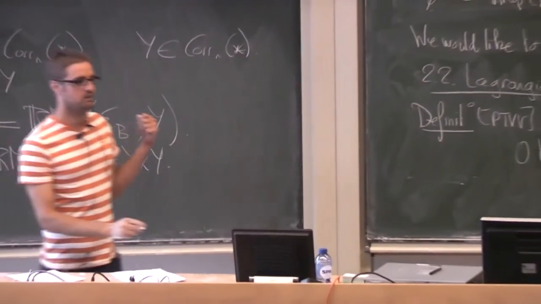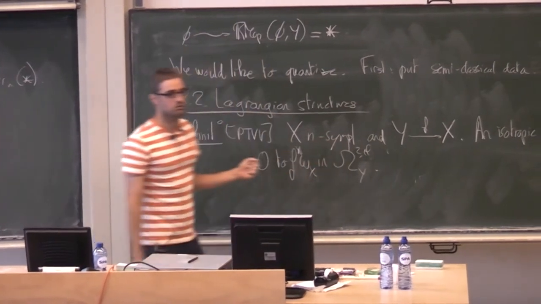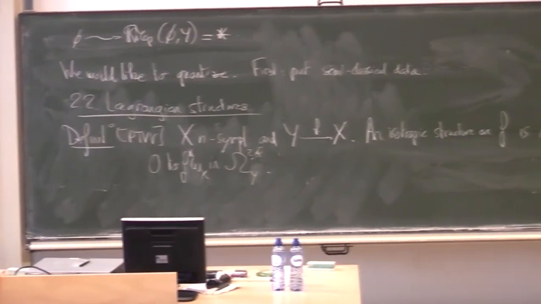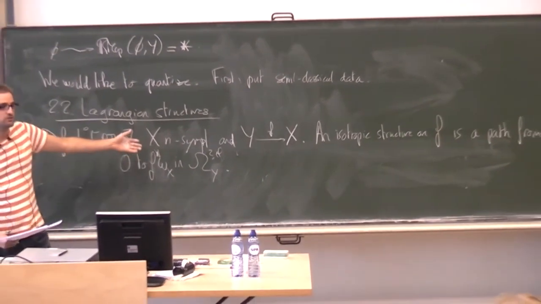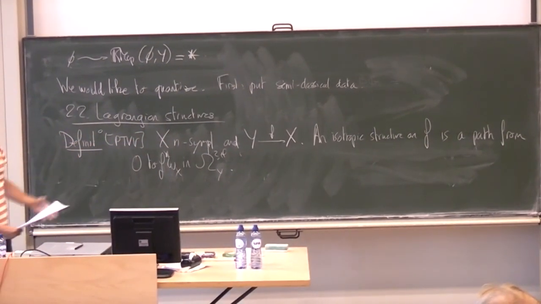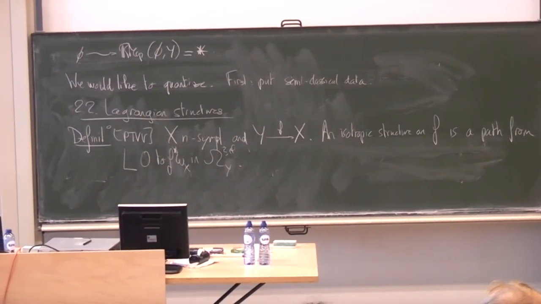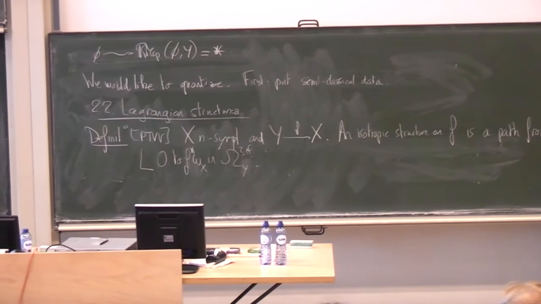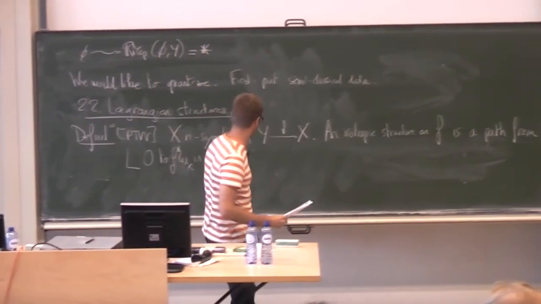So you pull back omega x on y, and you want this to be homotopic to zero, right? If you just remove the word homotopic and replace it by equal, that's exactly the definition you know of something being an isotropic submanifold, if f would be something like an injective map. Okay, so now I have to tell you what Lagrangian is.